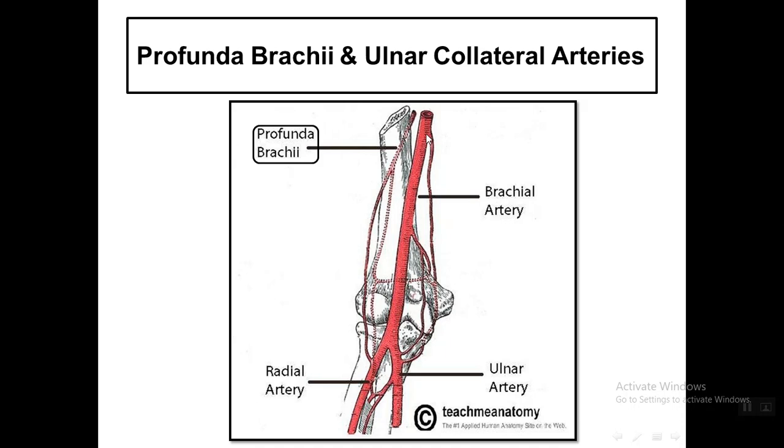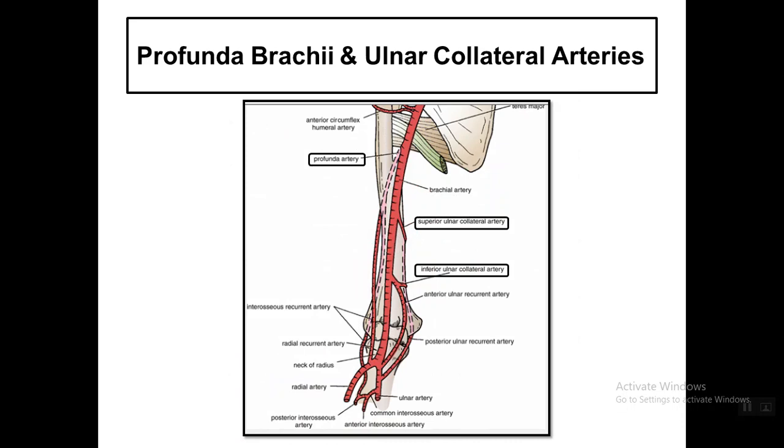Other arteries that supply the posterior compartment are the superior and inferior ulnar collateral arteries. This is the profunda brachii artery passing in the spiral groove to the posterior compartment. Also, we have the superior ulnar collateral and the inferior ulnar collateral arteries passing to the posterior compartment to supply the extensor compartment.